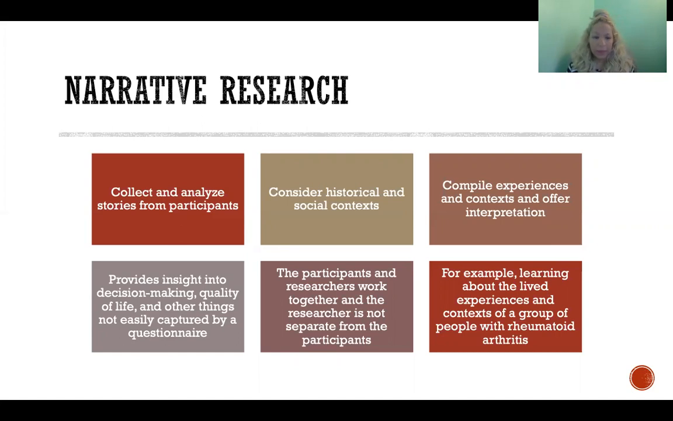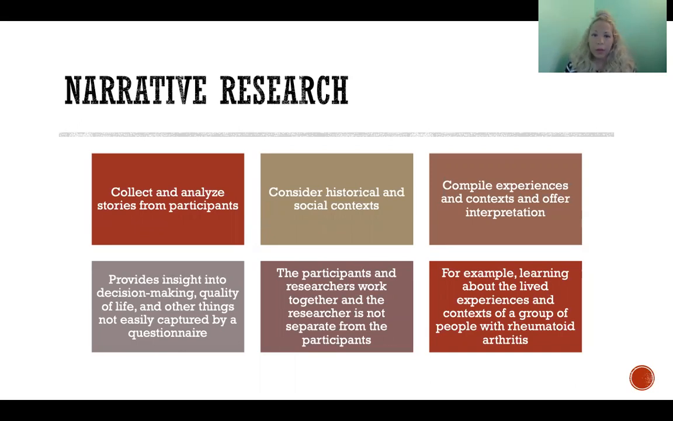So it helps give insight into how people make decisions, quality of life, and other things that we may not get from quantitative research, where we can just give a questionnaire, ask some questions and get the answers. Here maybe we need to dig deeper and look into all of the context to understand what the lived experiences are like for that group of people.